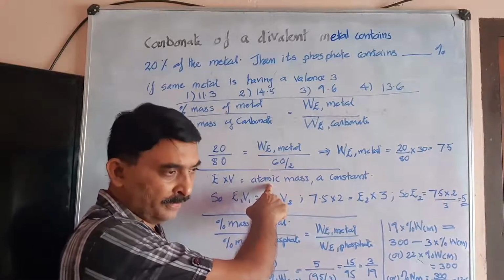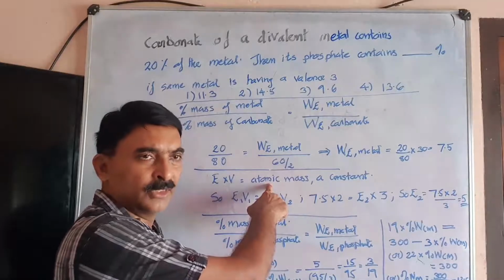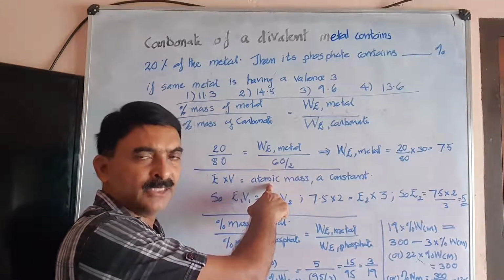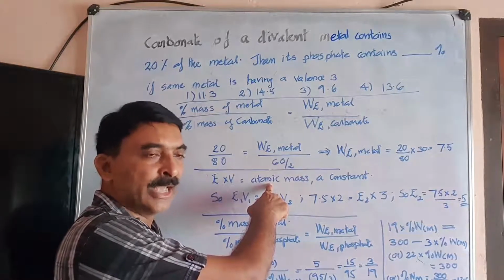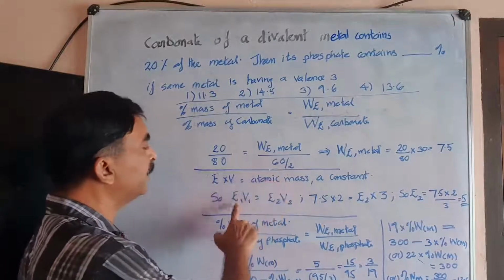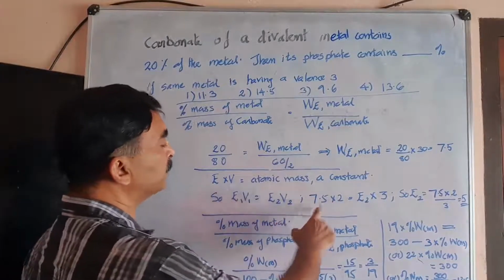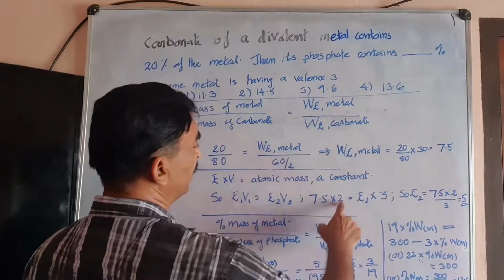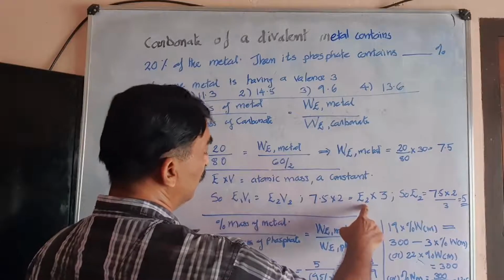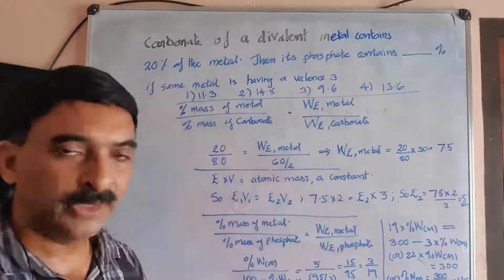Atomic mass means average isotopic mass is called atomic mass. That's a constant. Isotopic masses may differ, but atomic mass, which is average isotopic mass, is a constant. So E into V is a constant. Then we can write E1 V1 is equal to E2 V2. Now you substitute. E1, equivalent mass 1, is 7.5 when the valence is 2. E2 is the equivalent mass when the valence is 3. That E2 is unknown. By using this equation we can find it.